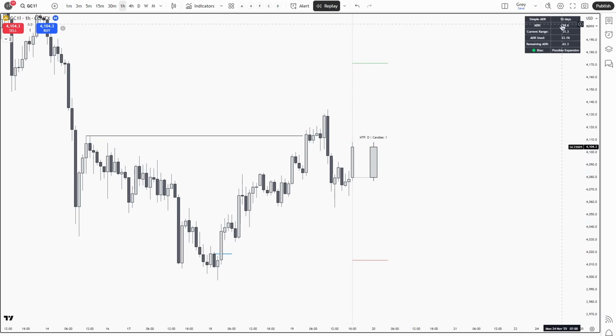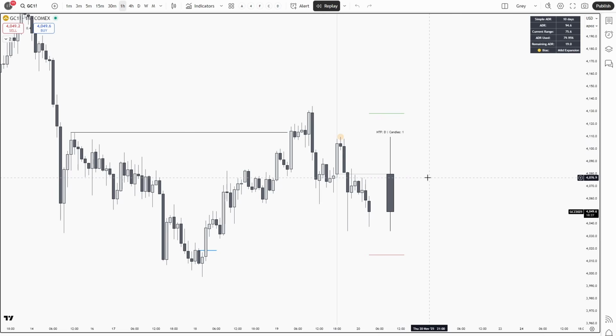94 points, 94.6, which is what the ADR indicator is showing for us. And we have used 33% of the ADR, so we are expecting a possible expansion lower. The remaining ADR is 63.3 points. Now we are going to go over the mean threshold and other settings.